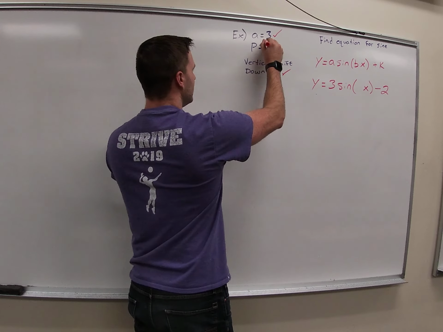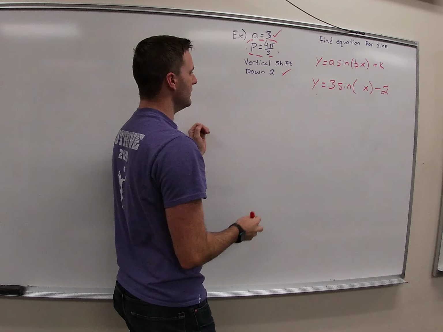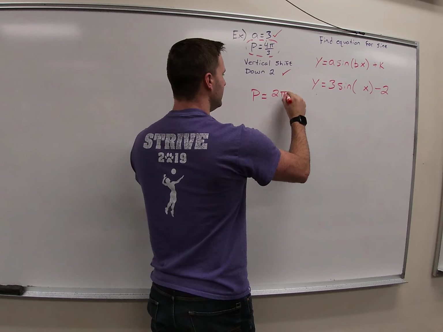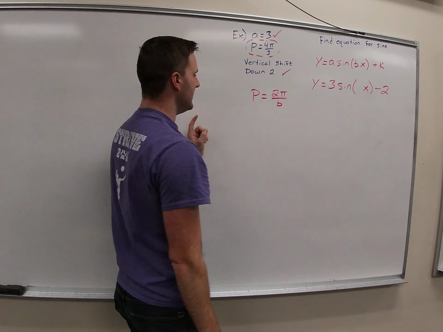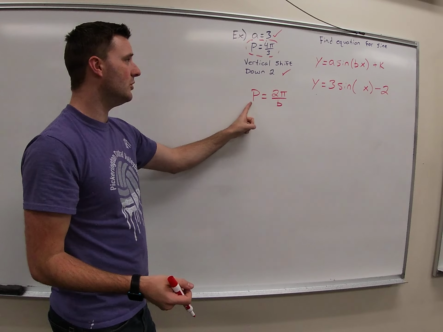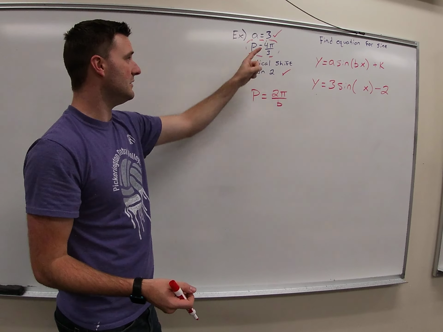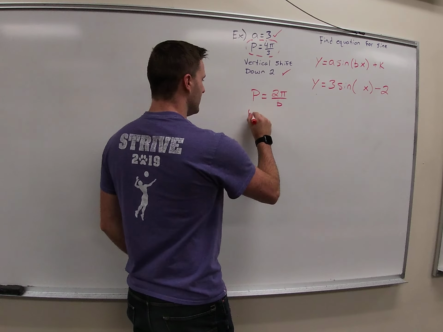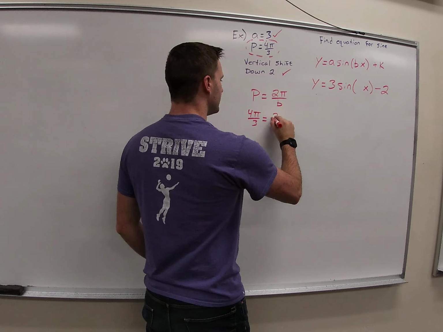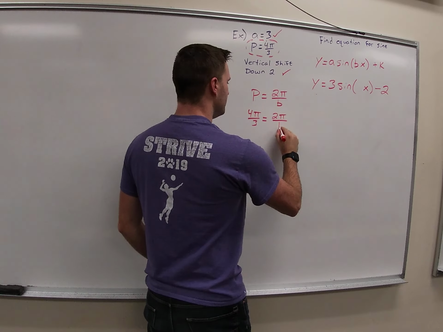All right, now how do I find b using the period? So this is going to be the more challenging. This will be our last part. We have a formula, right? The period formula is 2 pi over b. Now, we don't know what b is. That's what we're trying to find, because then we're done. But we do know what the period is. We're told that p is equal to 4 pi over 3. So we have 4 pi over 3 equals 2 pi over b.